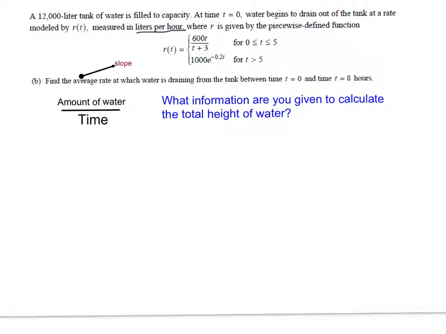Okay, now this is a different FRQ. So see if you can find the average rate between 0 and 8 first, and then check your answer.